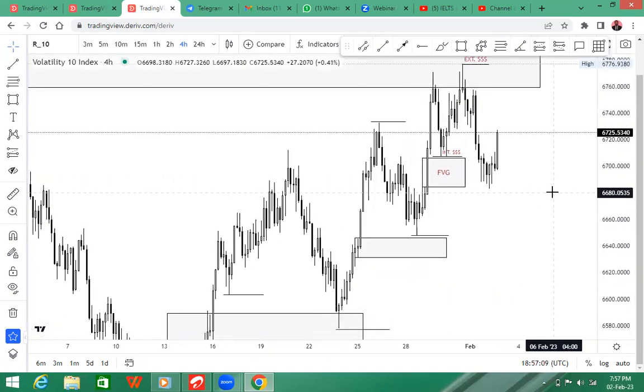So it's your responsibility to first of all spot your internal liquidity, wait for it to be taken. Once internal liquidity has been taken, wait for evidence on the lower time frame, possibly 5 minutes or 1 minute.